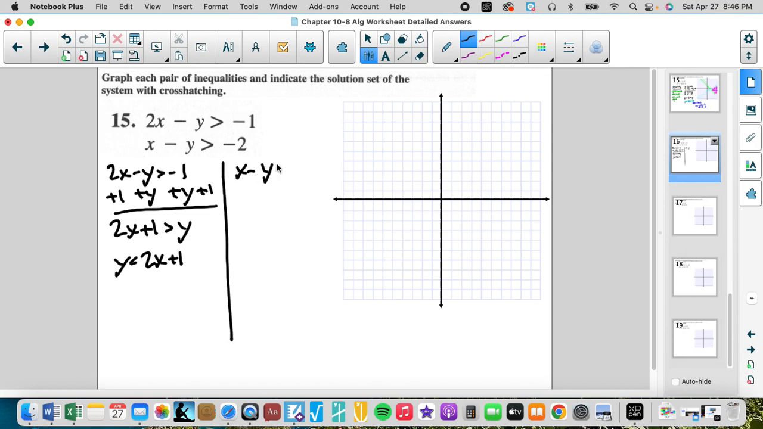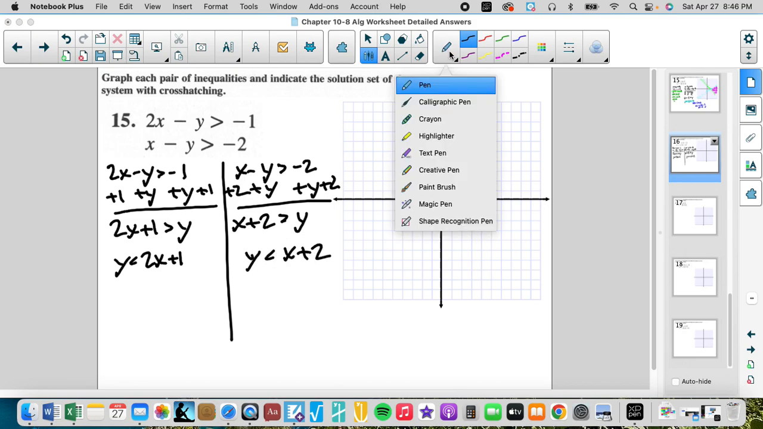X minus y is greater than -2. Let's add the y. Let's add the 2 to the other side. X plus 2 is greater than y. Let's write y is less than x plus 2. I think I did that correctly.